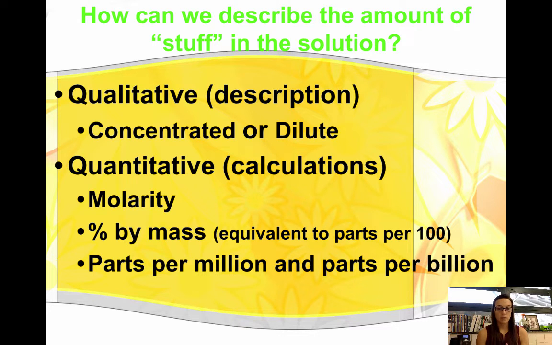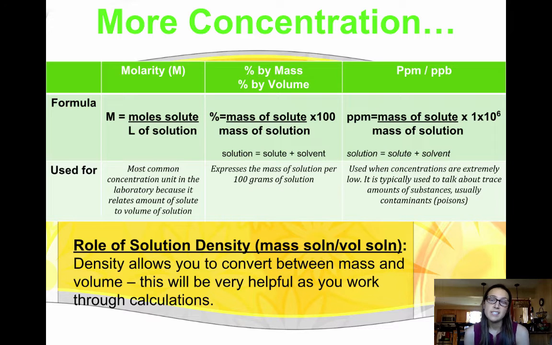Now, quantitatively, we're looking at calculations. We're going to be looking at three different calculations: molarity, percent by mass, or parts per million, or parts per billion. So on this slide, we're going to be looking at the different ways that we're going to calculate concentration. Those quantitative ways that we look at concentration, we're going to look at on this slide.